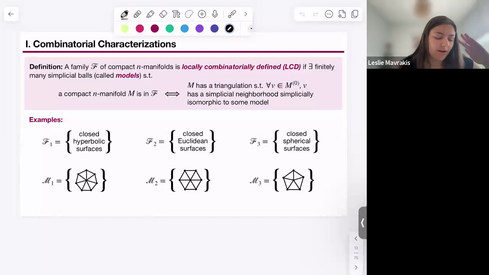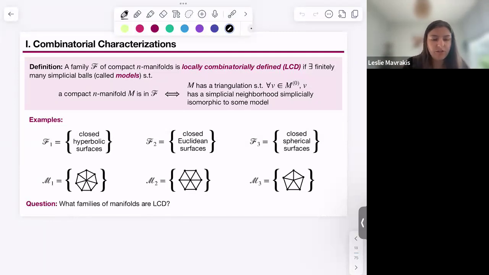If I have some closed surface, by its Euler characteristic I can classify it as a hyperbolic, Euclidean or spherical surface. And so if I take the union of these 3 models, I can show that the set of closed surfaces is an LCD set. This raises a question: what families of manifolds are LCD? And just like in this example, it's true that if I take the union of 2 LCD sets, I will get an LCD set.